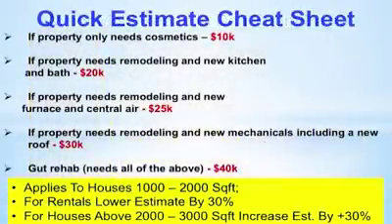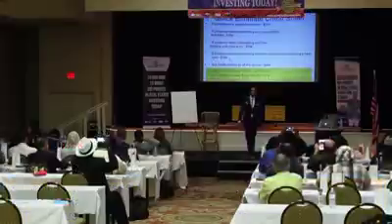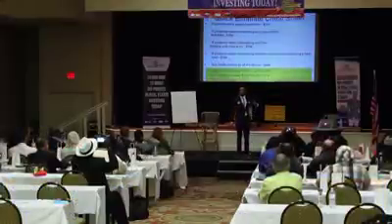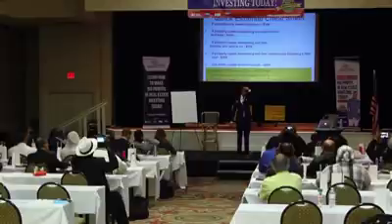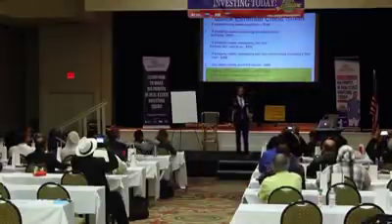So here's a quick estimate cheat sheet. I love my cheat sheet. If the property only needs cosmetics, it's $10,000 for houses 1,000 to 2,000 square feet. Cosmetics is paint and carpet, and that's if you flip to a buy and hold investor.